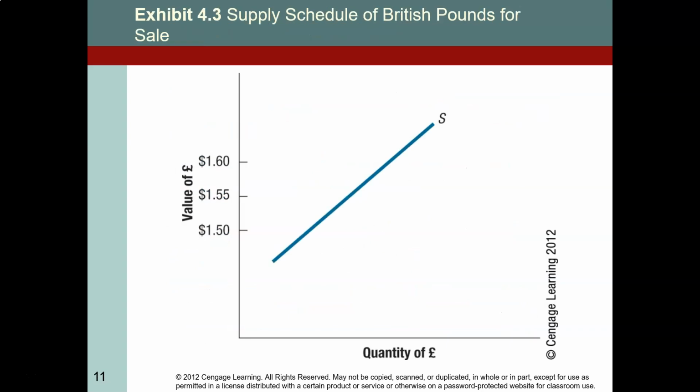And for example, here in graph 4.3, we see the supply schedule for British pound or any currency is upward sloping. Again, the x-axis shows quantity and the y-axis shows value. So when quantity increases, value increases, or vice versa, when value increases, quantity increases.